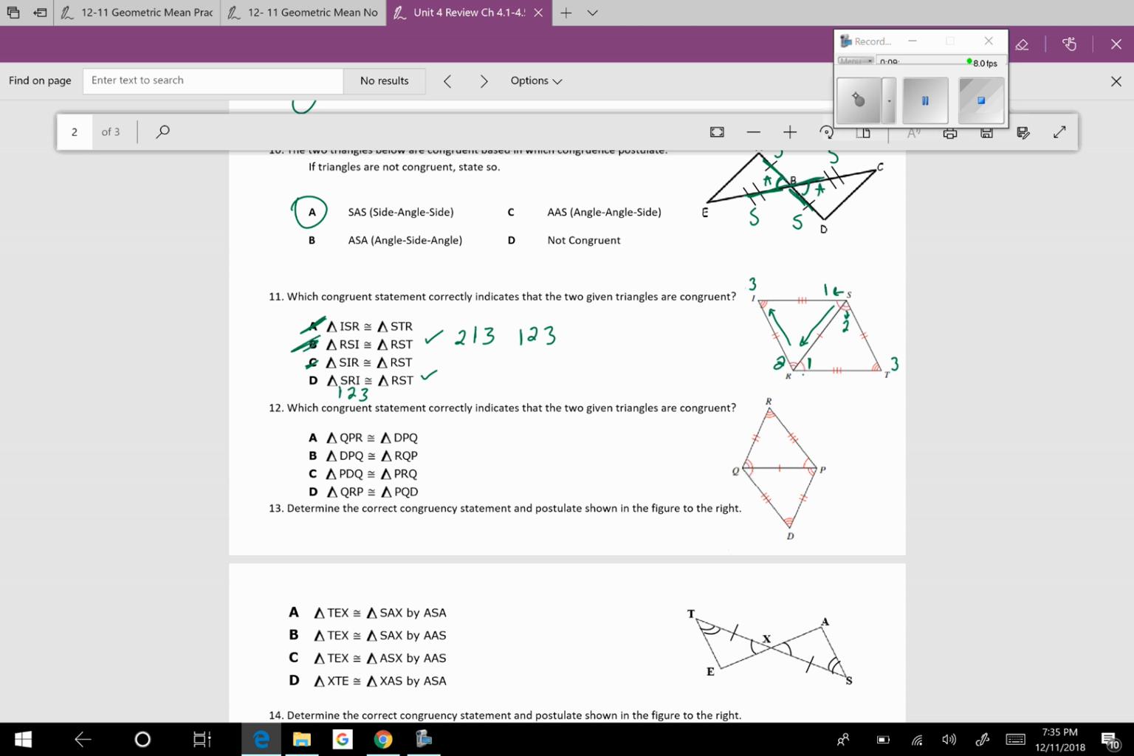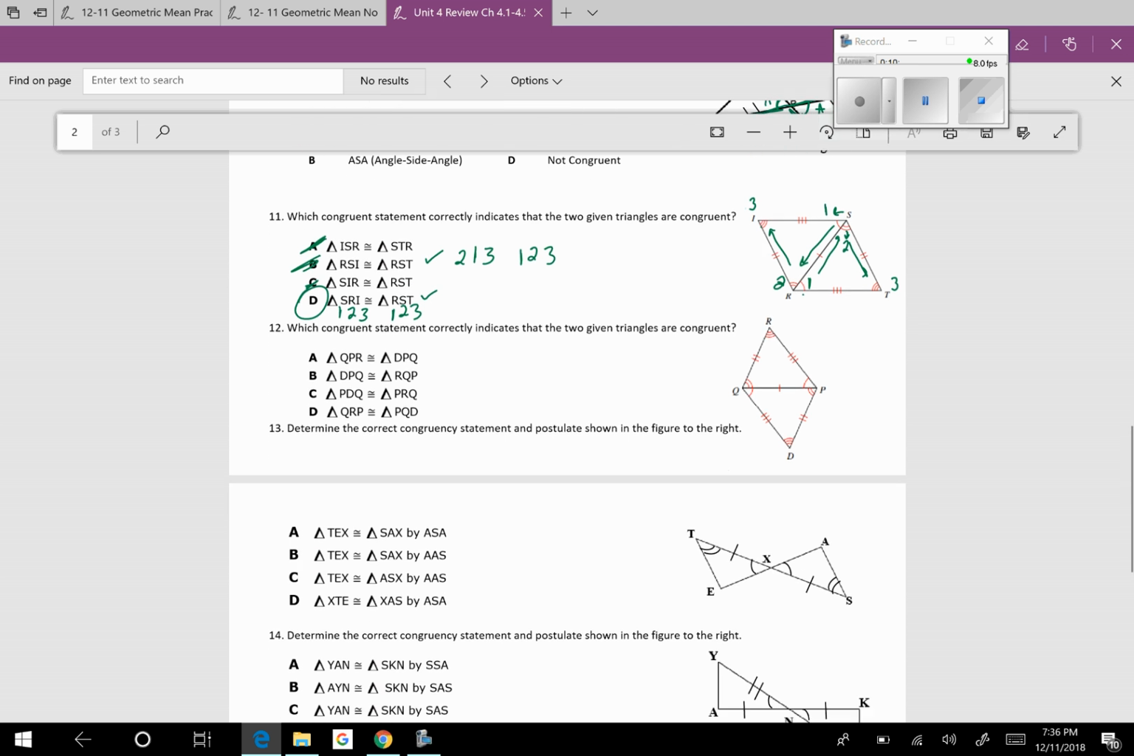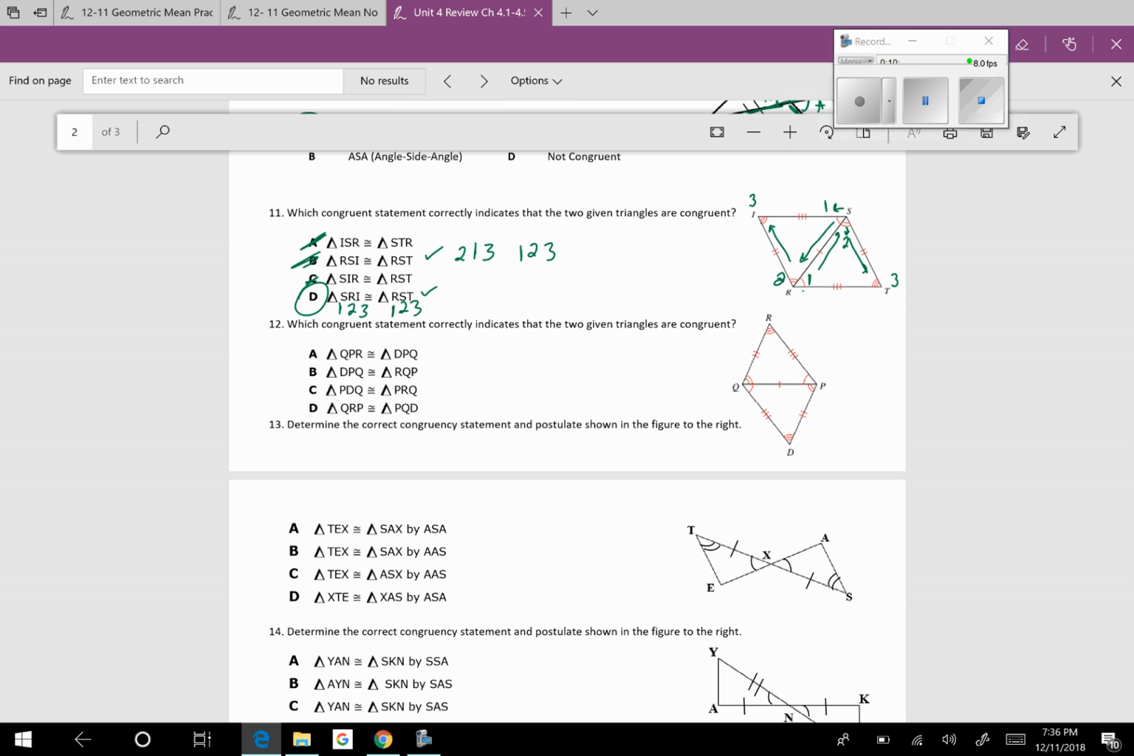So now I'll go to the other one. We have R, S, and T. So R is 1, S is 2, and T is 3. Oh, they go in the same order, so they are congruent. That's how they're going to be congruent to each other. You're looking at the order for the letters. So now over here, check out the orders. You can kind of do this a little bit differently.